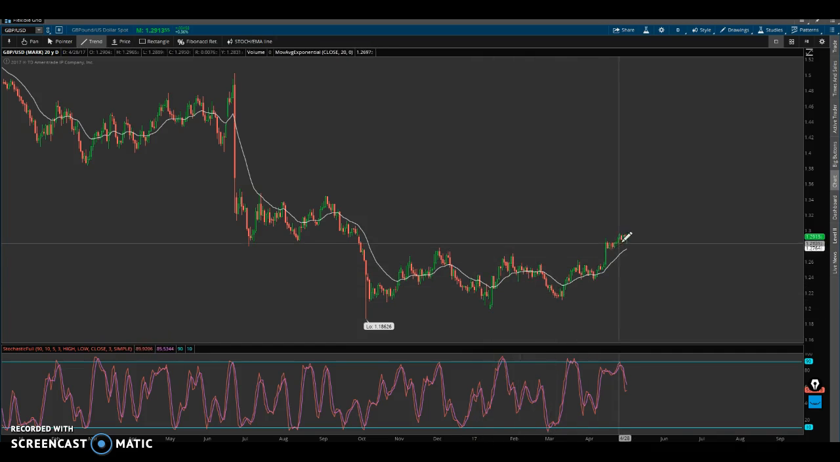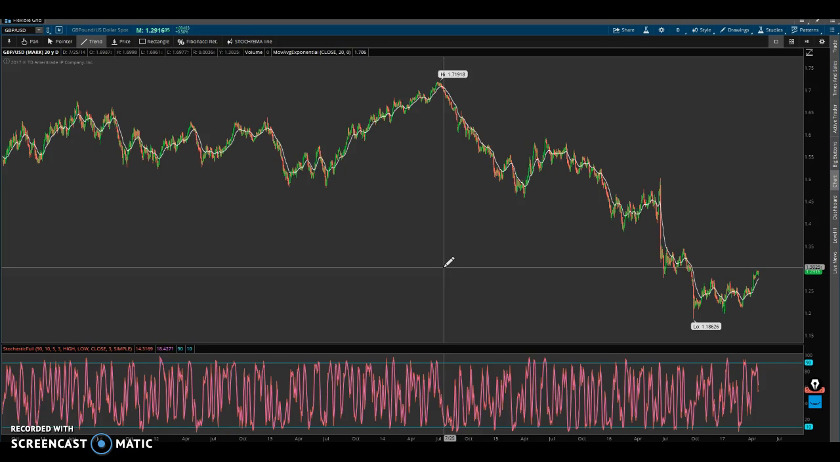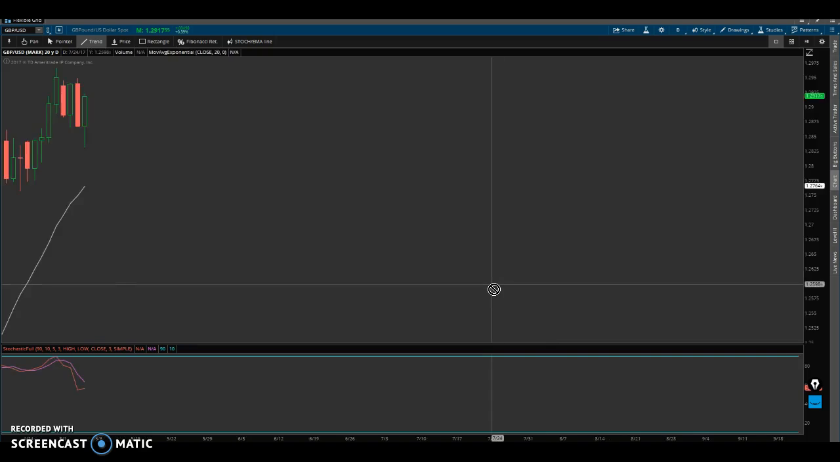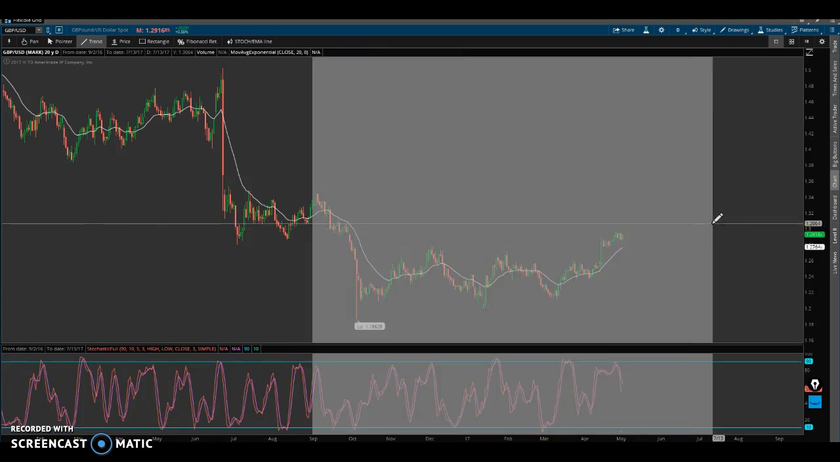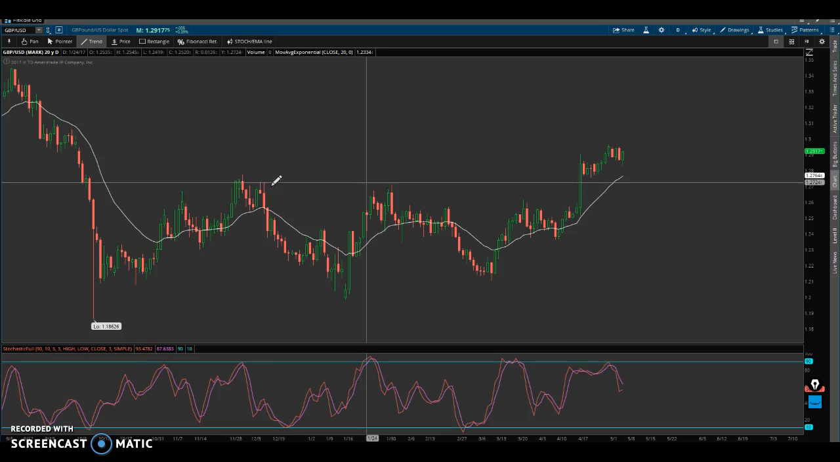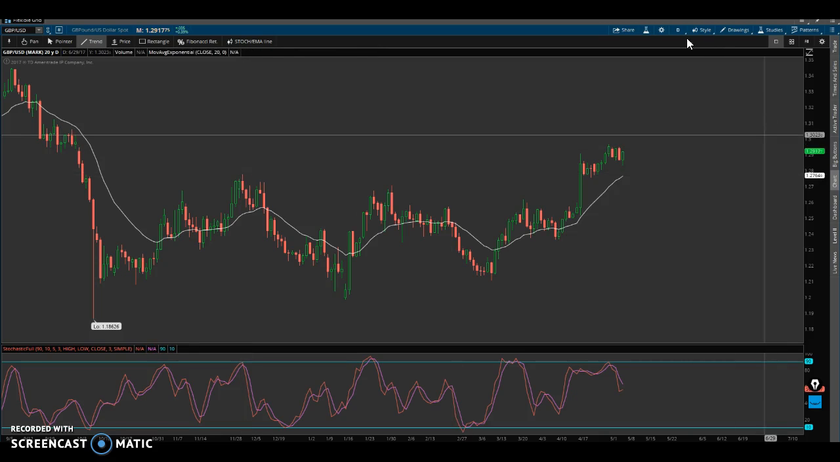Starting a new little uptrend potentially on the daily chart. Overall, we're in a pretty gnarly downtrend with periods of consolidation, but most recently we're starting a little uptrend, breaking past and closing above these previous highs and consolidating above them.